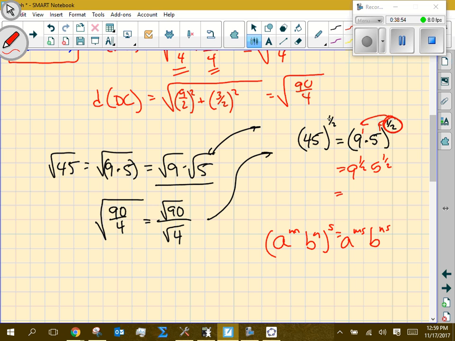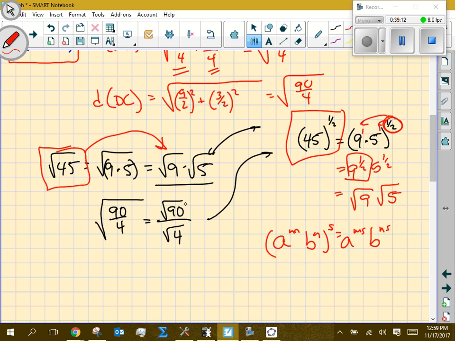But now working our way backwards, if that was the same thing as radical 45, then this thing better be the same as radical 9, and this thing is the same thing as radical 5. So that is all the math. I know that's a lot, but that is all the math that allows me to go from radical 45 straight to saying radical 9 times radical 5.